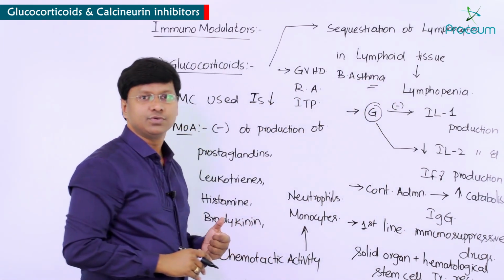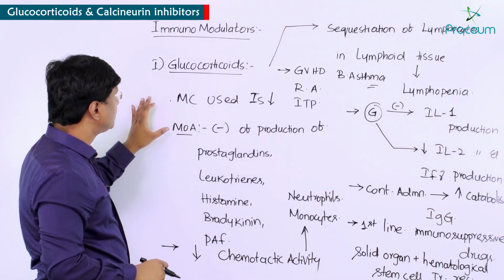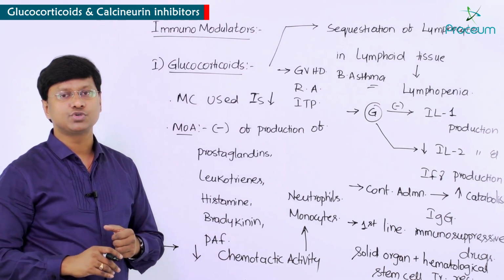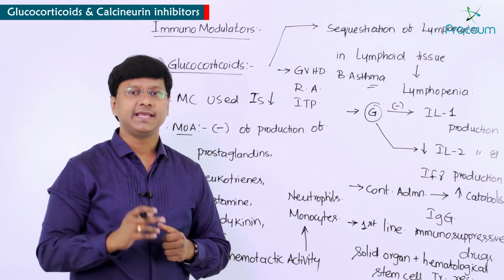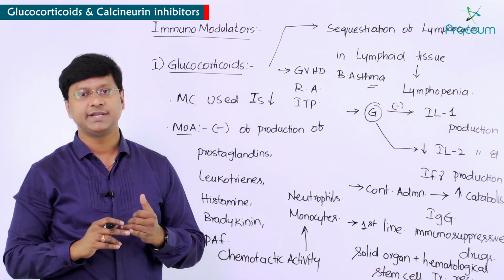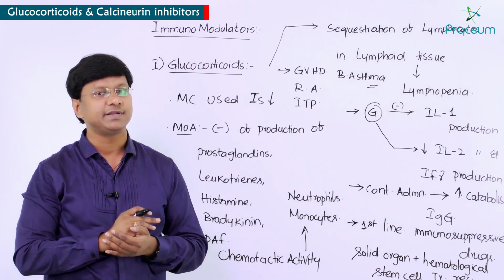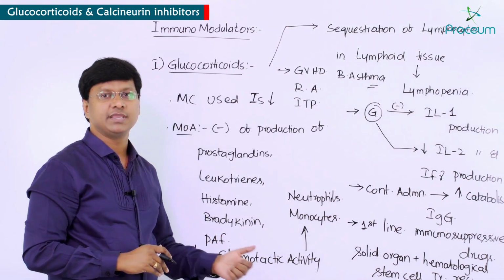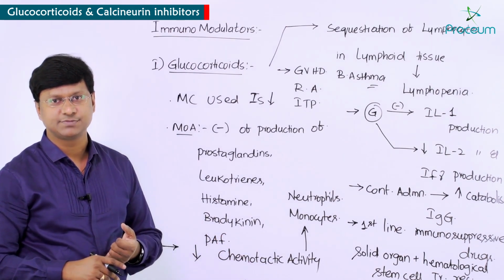So this is about your glucocorticoids. Let me shortly revise about the glucocorticoids being used as immunomodulators. Remember, these are the most commonly used immunosuppressant drugs, and they act by inhibiting the production of the prostaglandins, leukotrienes, histamines, bradykinin, and platelet activating factor. And not only that, these drugs will also reduce the chemotactic activity of neutrophils as well as monocytes.